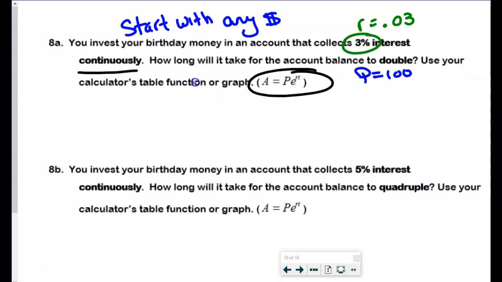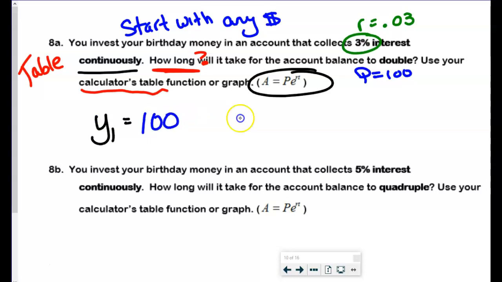So they want to know how long. So that means we don't have time, which means we're going to be using our table. It does say right in the instructions, use your calculator's table or your graph. I like to use the table. So in our calculator, we're going to need to program our y1 with our new function. For me, I'm using 100 for my principal. You're going to multiply it by the number e, and then up in the exponent, it's r, which is 0.03 times time. I don't know time. I'm going to leave it as x. So this gets typed on your calculator.